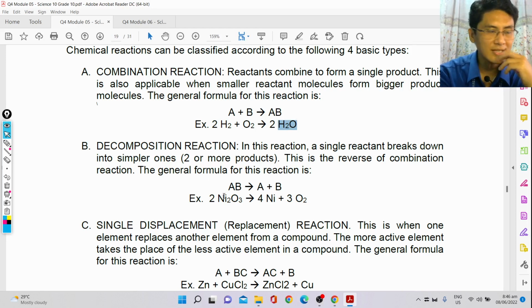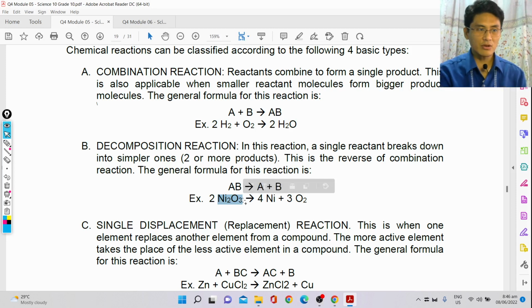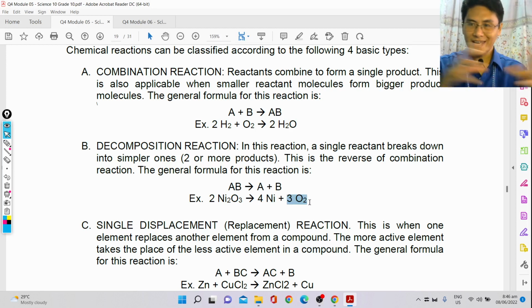For decomposition, it's the opposite. For example, here you have Ni2O3. This is one substance of nickel and oxygen, right? And then it breaks up and forms just nickel and oxygen gas. So this is a classic example of decomposition: one thing breaking up into smaller pieces.